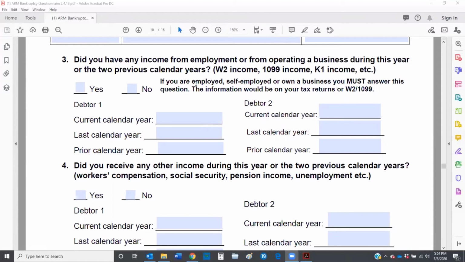So if you are employed, self-employed, or own a business, you must answer this question. First portion is debtor 1, current year to date, last year, and the prior year. You can get this information from your tax returns or your W-2 or 1099. Same thing for debtor 2, current year, last year, and the year before.